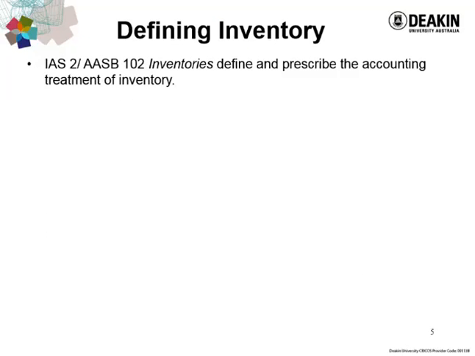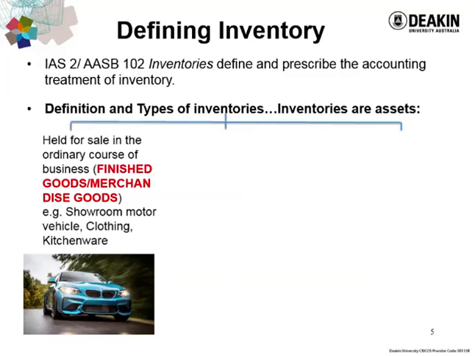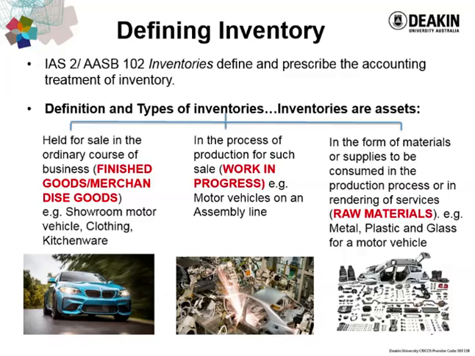Alright, let's go through today's topic. IAS 2 or ESB 102 is the standard that guides us how to account for inventory. There are three types of inventories. First, finished goods that are held for sale in the ordinary course of business. Second, work in progress, which are goods in the production for such sale. Third, raw materials, which are used in the production process or used for providing services.